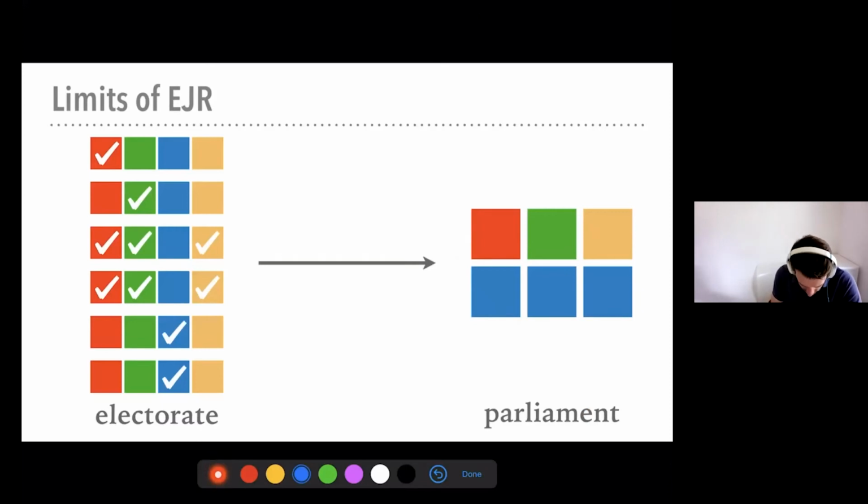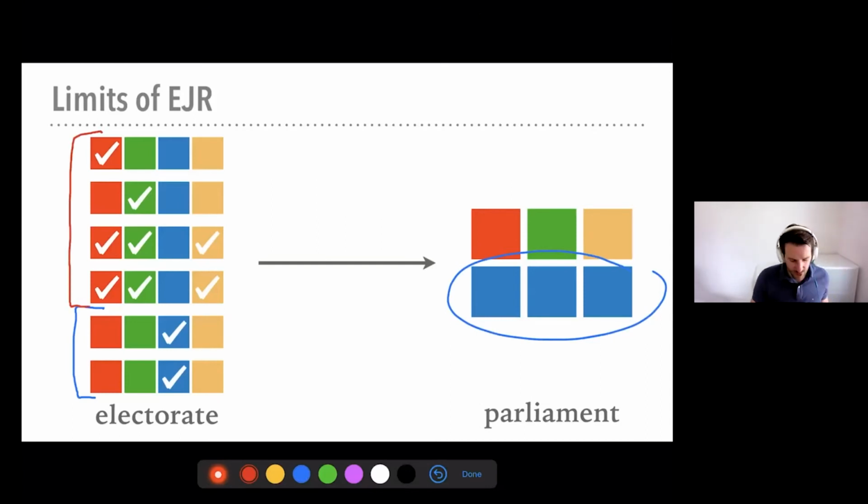Because if you, for example, look at the last 2 voters, they make up 1/3 of the electorate, but they get half of the seats, because half of the seats are blue, and nobody else likes blue other than those 2 voters. And so they seem to be overrepresented. On the other hand, the remaining 4 voters who approve some combination of red, green, and yellow make up 2/3 and they only get half the seats. So this doesn't seem proportional if you look at it.